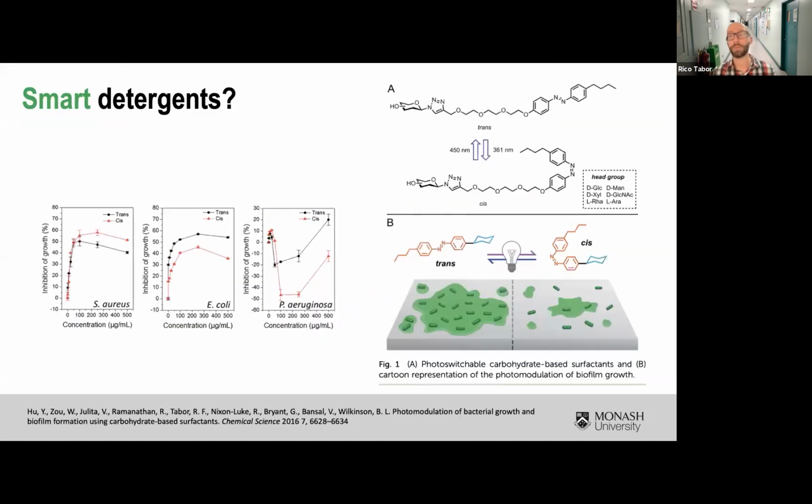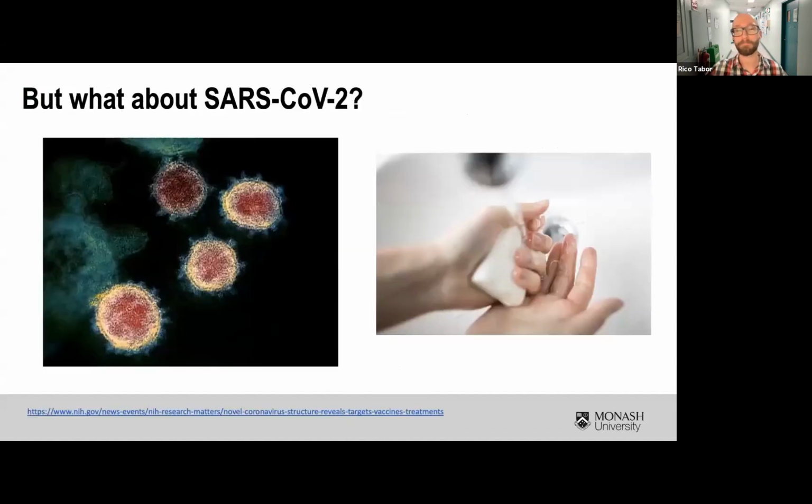The other interesting thing we can do is look at, can we interrupt biofilm formation? And in this case, we're using surfactants that can be addressed with light, so we can change their shape and their solubility by shining light on them. And in doing so, we can probe the mechanism by which biofilms form. I'm not suggesting we should have photoactivated antimicrobial detergents, but they help us to understand how and why detergents can help us to take apart these systems.